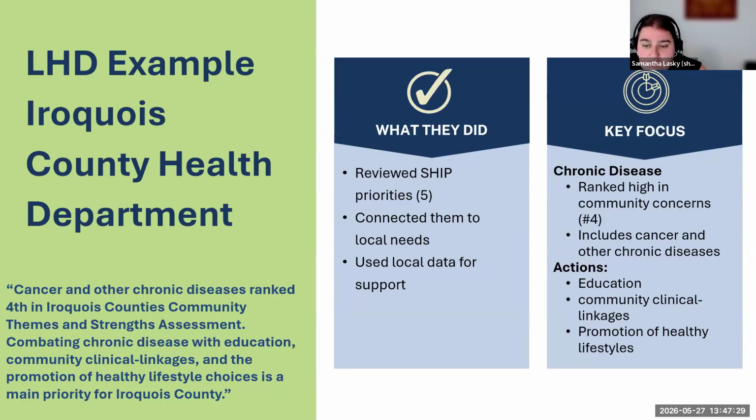Cancer and other chronic diseases ranked 4th in Iroquois County's community themes and strengths assessment. Combating chronic disease with education, community clinical linkages, and the promotion of healthy lifestyle choices is a main priority for Iroquois County. So it can be as simple as that and describing the similarities based on the SHIP data and what's happening in the SHIP and what y'all are seeing in your own IPLANs.